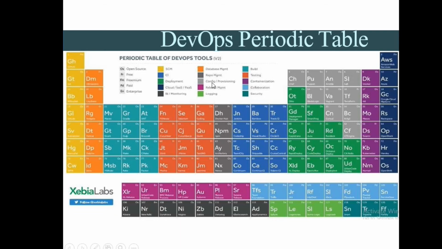And next is config/provisioning. So what are all the configuration management and provisioning tools available? Next is the release management tool, and then the logging solutions. Is there any log monitoring solution? And next are the build automation tool, testing tool, containerization tool, collaboration tool, and some security tools they have listed down. So let's quickly go through the major tools which we are using, and in the tools we are going to concentrate on one particular list.